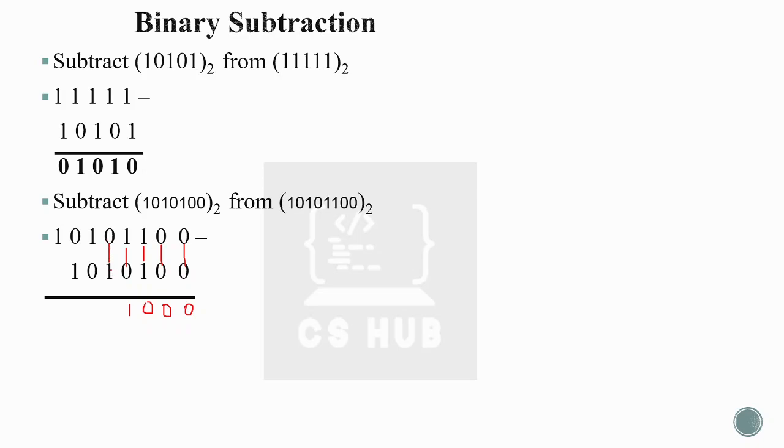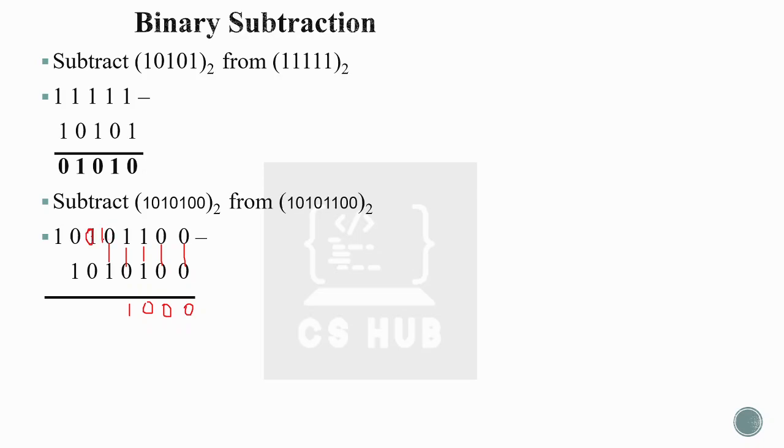We can't subtract this 1 from 0. We are going to borrow a bit from the immediate left position. Here, we are having a 1, right? So, this 1 is borrowed. The 0 borrows this 1. The 0 becomes 10. And this 1 becomes just 0. Okay. This 1 is changed to 0.